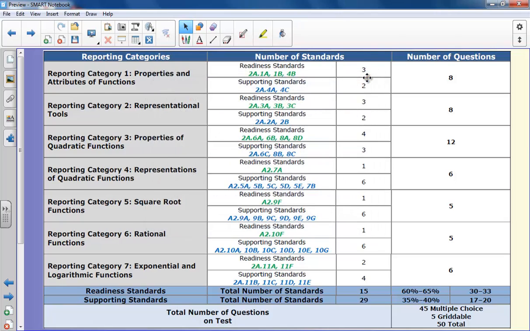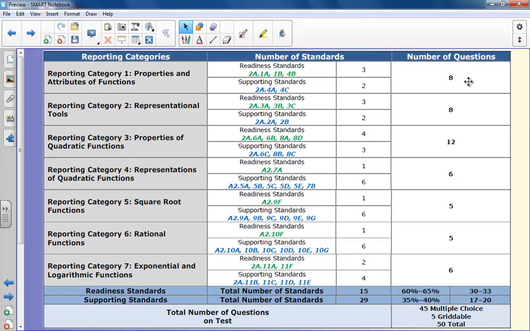Okay, so here's what we're going to do. We've got a total of 50 questions on the test. 45 are multiple choice, 5 are griddable. And then remember, there's also field test questions, so you should come up with a total of 60 questions on the test. Broken down into categories, this is how many there are from each category.